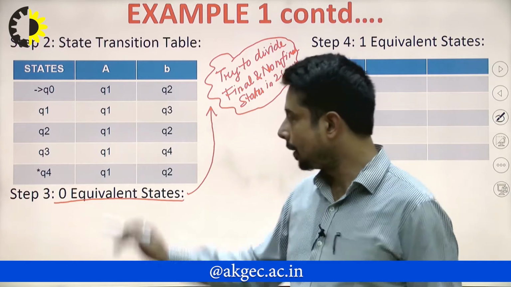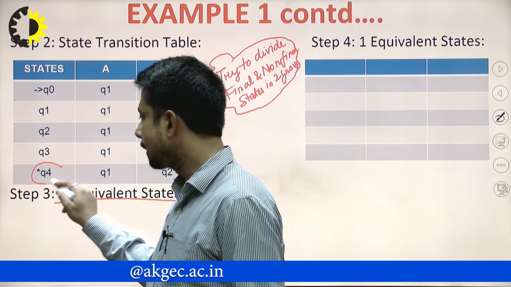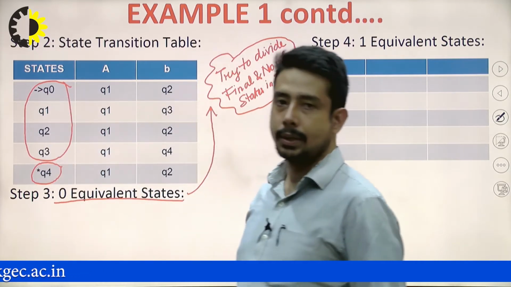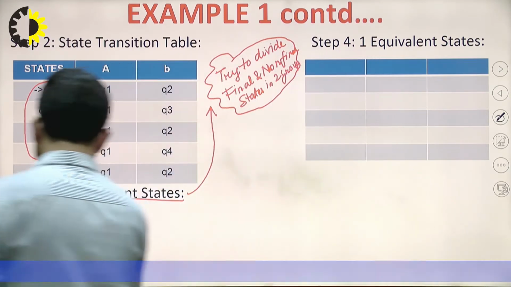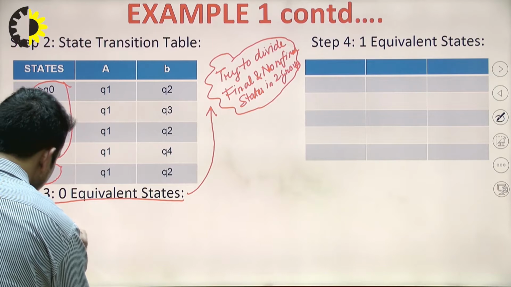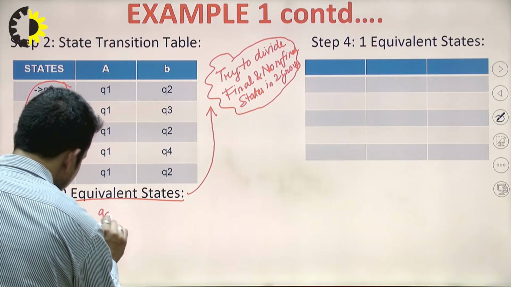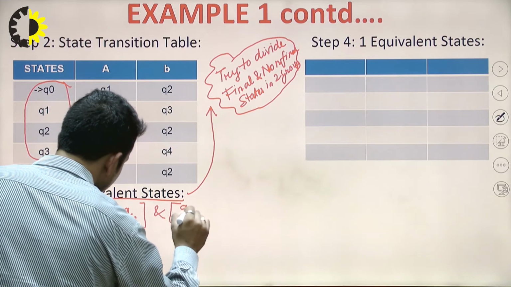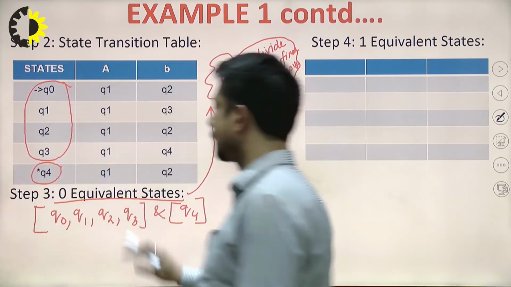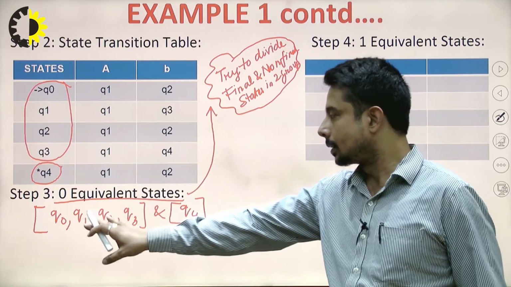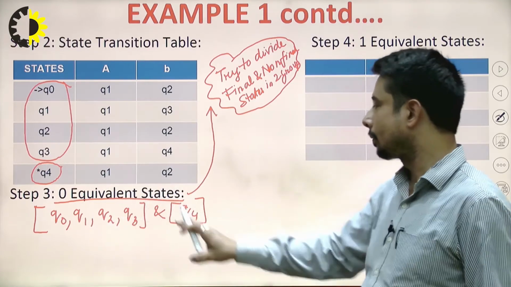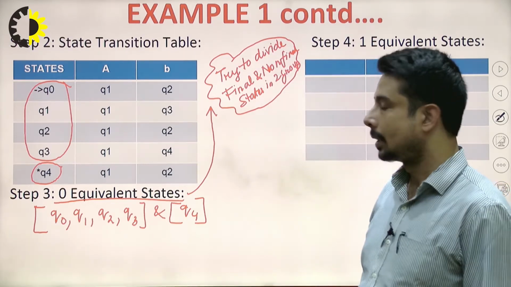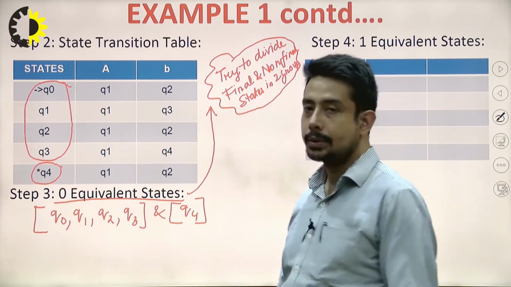How many final states are we having? Only a single final state. And how many non-final states are we having? 4 non-final states. So definitely I will be making 2 groups over here. One will be for Q0, Q1, Q2, Q3, and the other group will be for Q4. I hope it is clear to everyone. So non-final states come in one group and the final state comes in one group. As there is a single final state, we have taken this into one group. So this is what 0 equivalent states is all about.